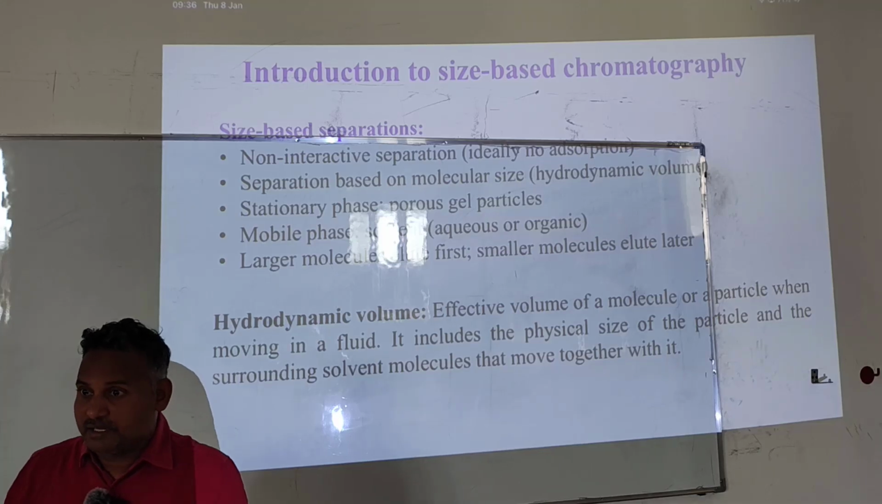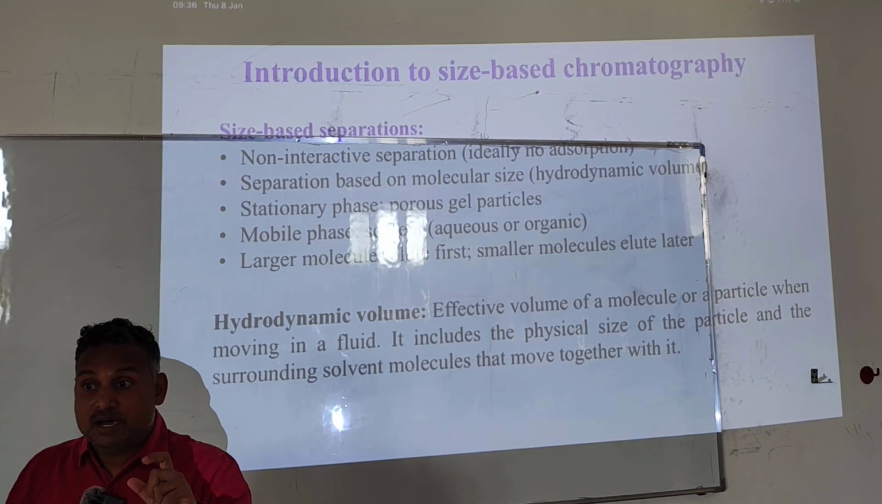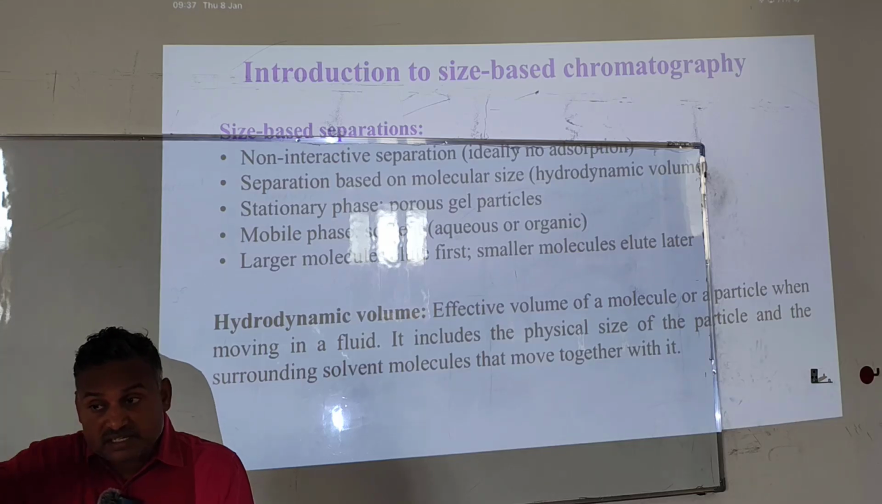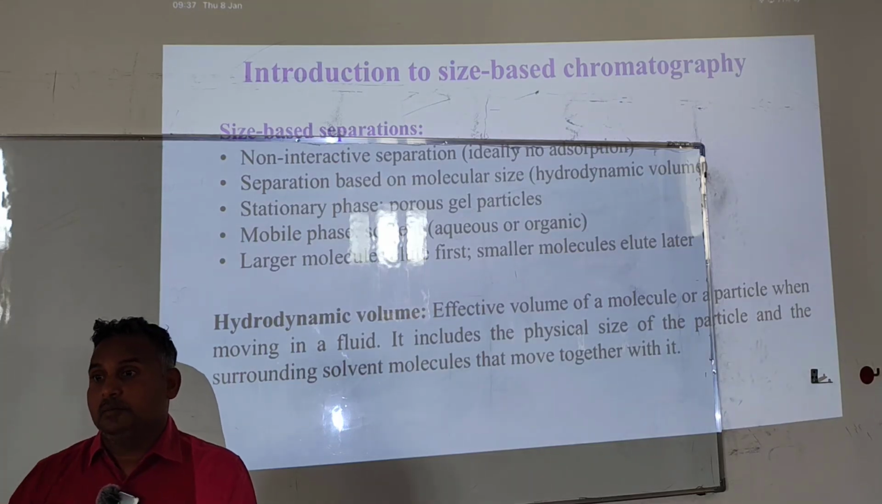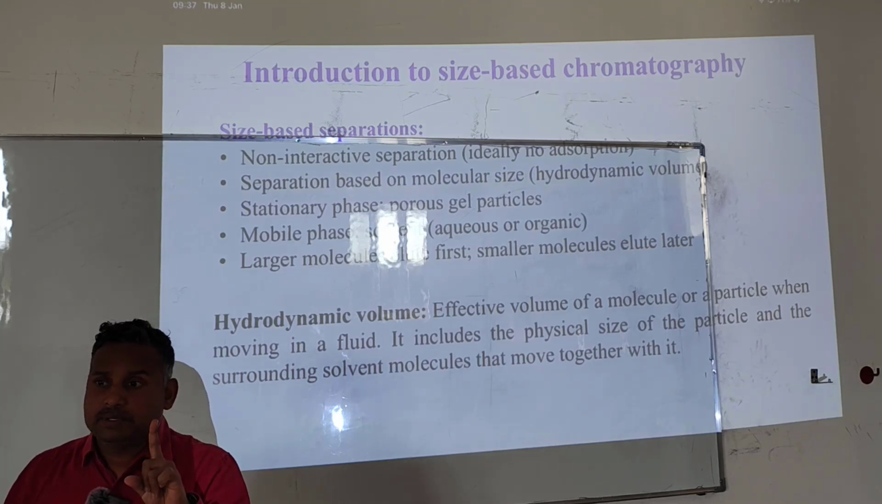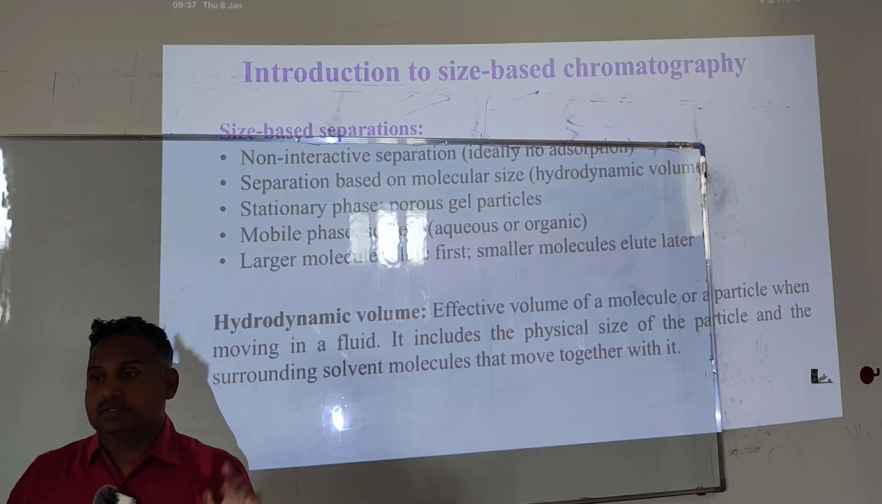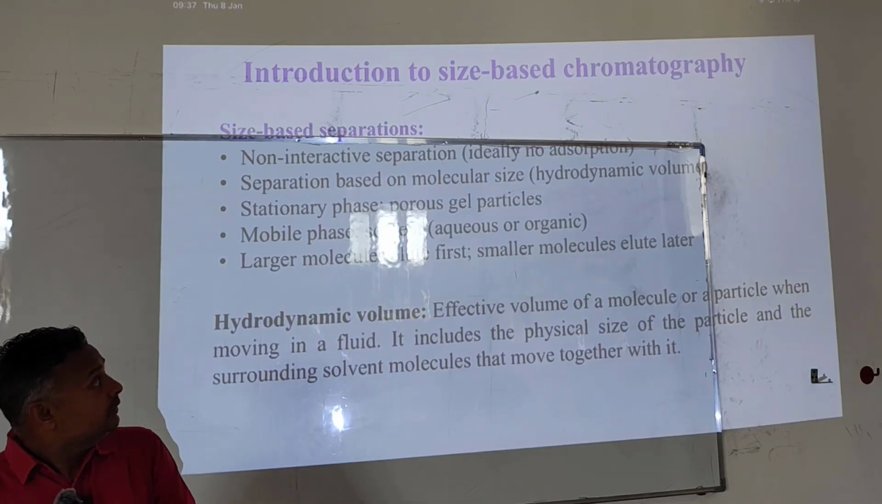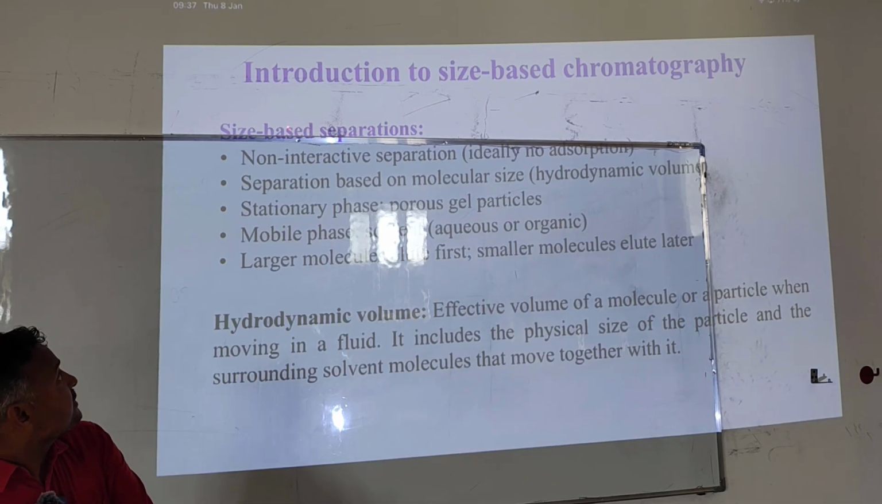That is the natural phenomenon. Okay? But this is opposite. It is opposite to the natural phenomenon. That means the bigger molecules will run faster than the smaller molecules. But whatever it may be, the separation completely depends on the size of the molecules. So in this chromatography, it is size-based separations.